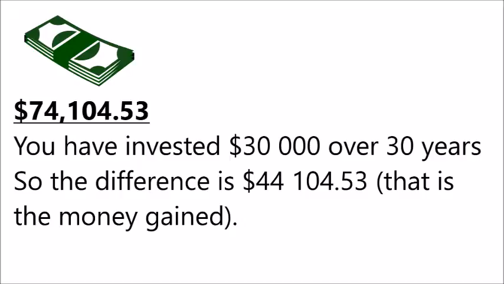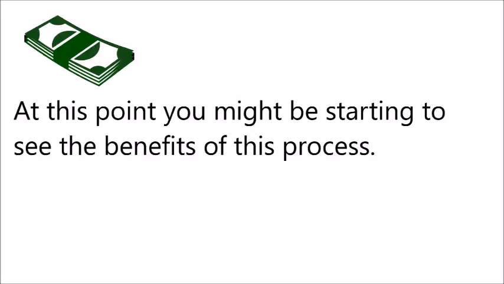$74,104.53. Now $30,000 of that amount is money that you already owned because you were investing $1,000 over a 30-year span. So technically you're not gaining that, but your total gain is still $44,104.53. And now you might be able to see the benefits of this process.